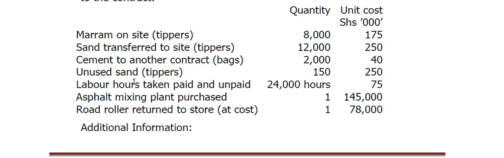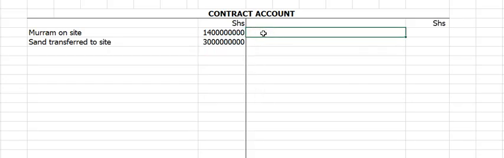So if cement has been transferred to another contract, then we have to credit this. It does not belong to this particular contract. So in our contract account, we are going to credit, because there was cement specifically for this contract, but it has been transferred to another contract. So this will be credited in this particular contract. Cement to another contract. And that will be credited.